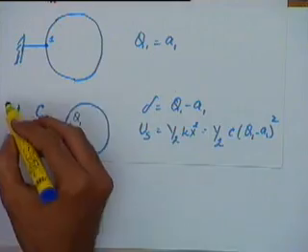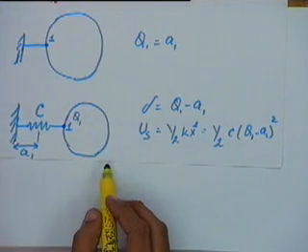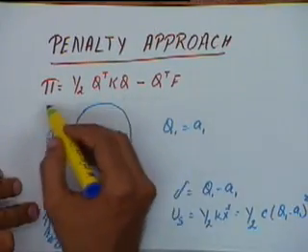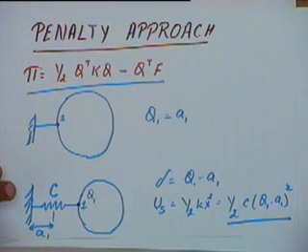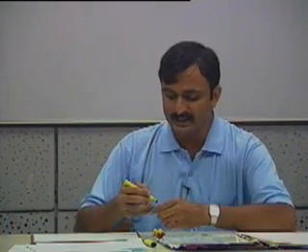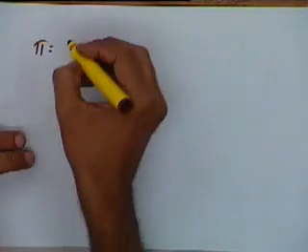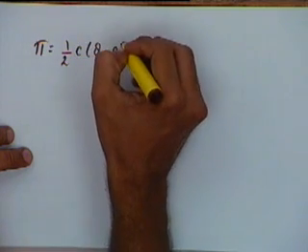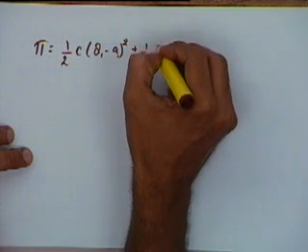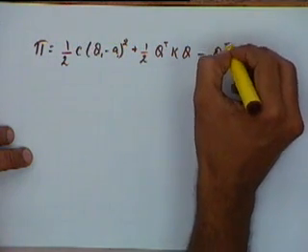So now if I look at this complete system, the potential energy in this complete system would be this potential energy plus the potential energy of this spring. So now my complete potential energy, I will write that as pi, which will be half C into Q1 minus A1 whole squared plus half Q transpose K Q minus Q transpose F.